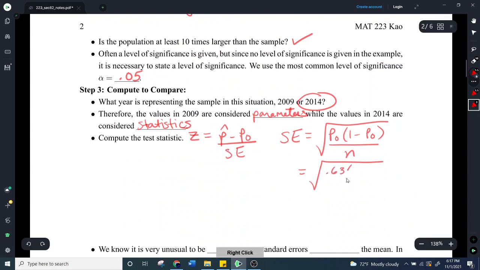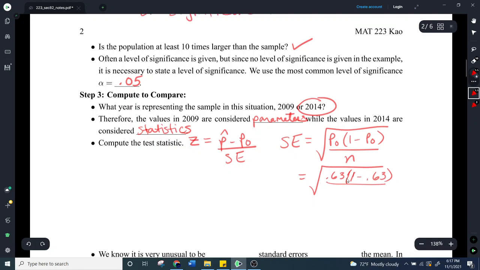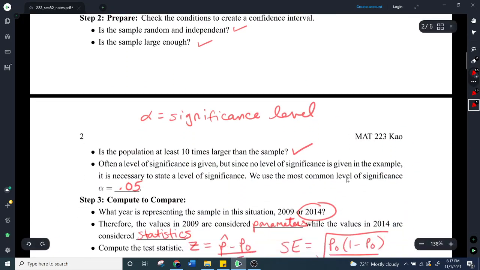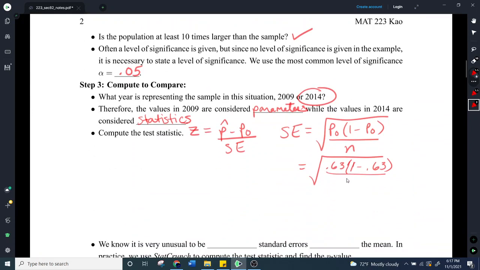So I've got 0.63 times 1 minus 0.63 over n. My sample size, I didn't jot it down, but my sample size was 943, so that's going to be my n value. And more decimals are better here.